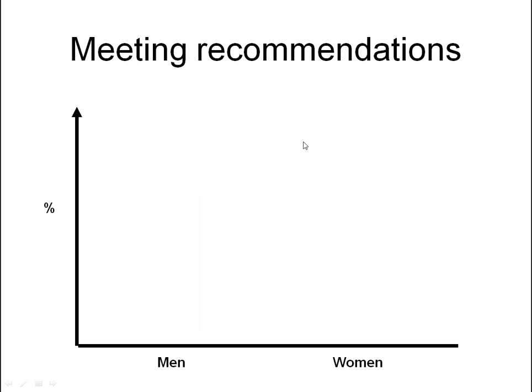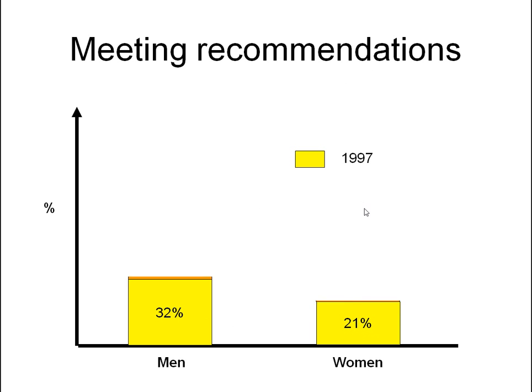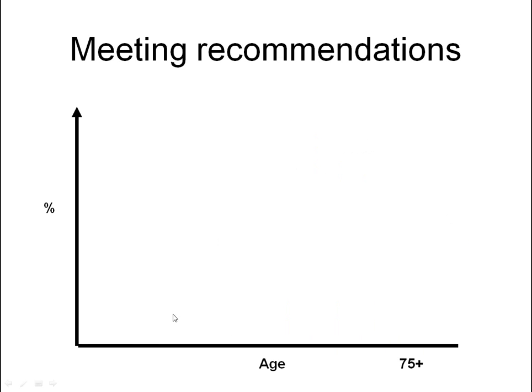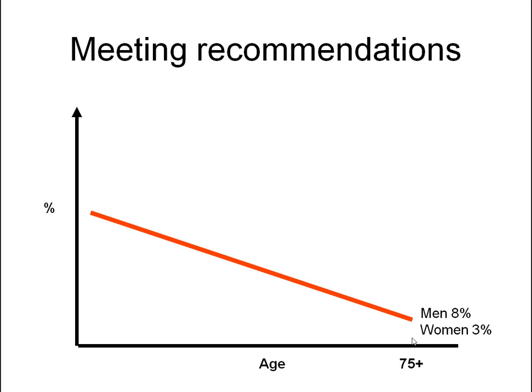In terms of meeting recommendations for exercise, as in that Diabetes Prevention Program, approximately 32% of men and 21% of women met it in 1997, and this has increased to 40 and 28% for men and women respectively in 2009. In terms of age, if we look at the percentage of people who meet the recommendation with increasing age, this number declines, and by the time you're 75 and over, only 8% of men and 3% of women meet the minimum recommendation.